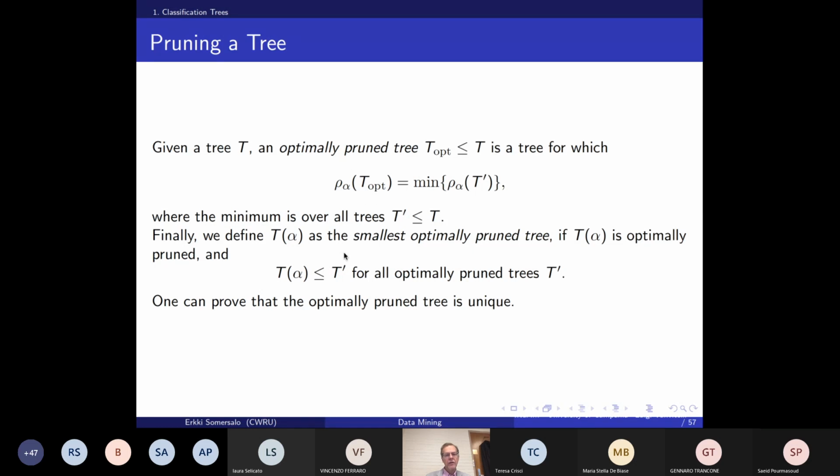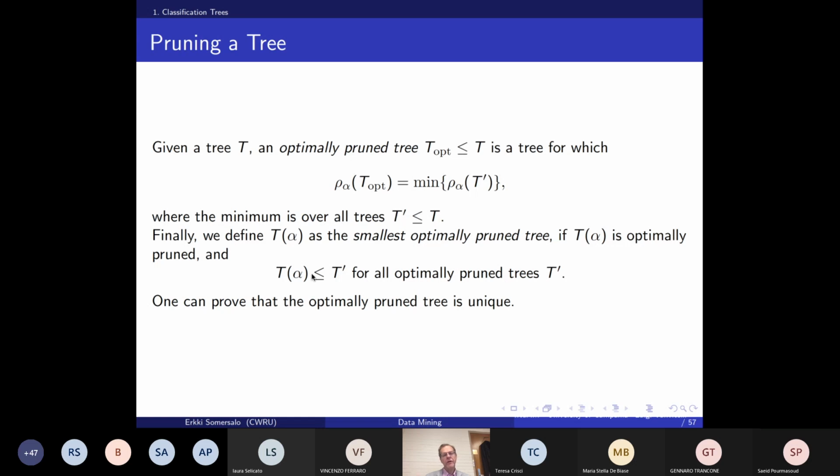And so now you may have several subtrees which have the same cost complexity function. And we define the smallest optimally pruned tree by saying that the smallest optimal tree is a tree which is a subtree of all possible optimally pruned trees, T prime.